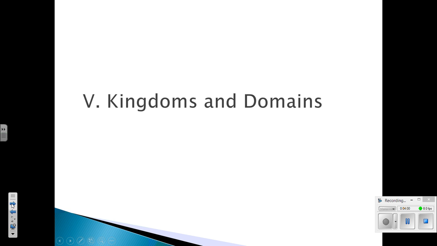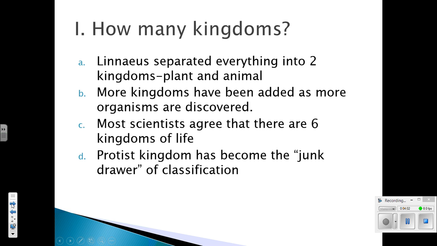Okay, so let's talk about the different kingdoms and domains that things fit into. So when Linnaeus first started, he pretty much put everything into two kingdoms. It was either a plant or an animal. Now we know that like a mushroom is neither plant nor animal, it's a fungi. So then there's a different kingdom. And then obviously once the microscope came along, we figured out that there are bacteria all over our bodies and in our mouths, and that there's protists in the water.